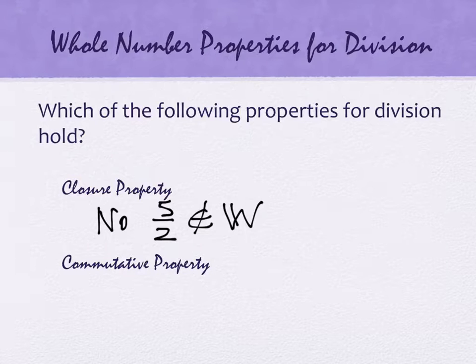How about commutative property? Commutative property means the order of things, right? So if I switch the order of division, will I end up with the same value? No. And an example for that, I can use your 5 and your 2. So 5 divided by 2 does not equal 2 divided by 5, right? No, it doesn't work.